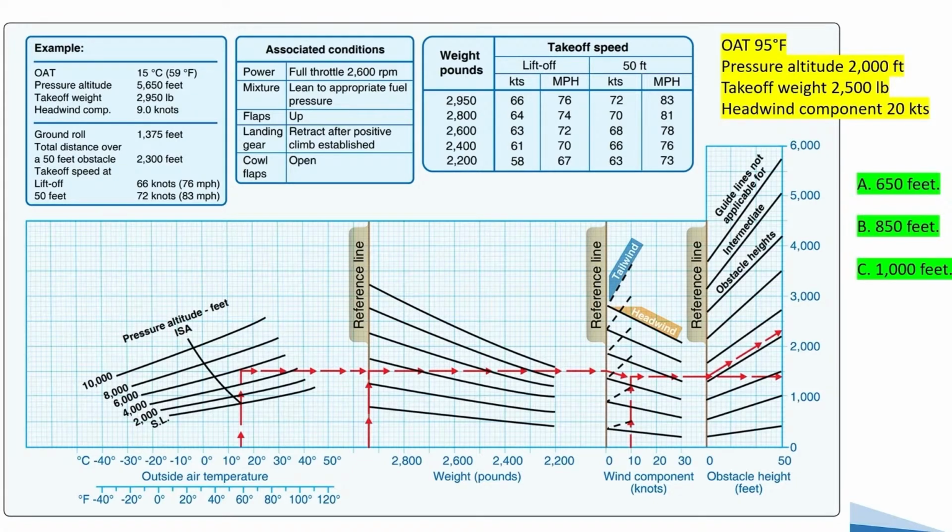Remember, we start on the far left-hand side of the chart and we work through each one. The red lines that you see on there are for the example problem. If you want to cross-reference the example problem, that is this one in the upper left-hand corner.